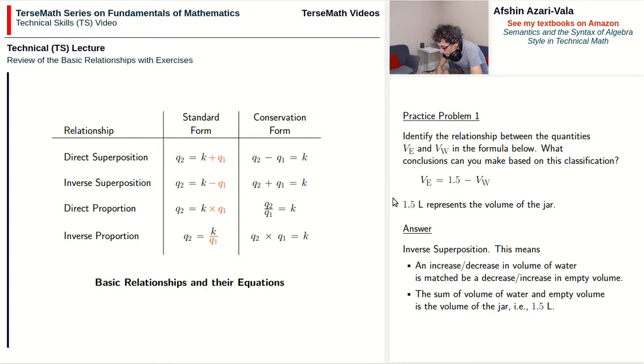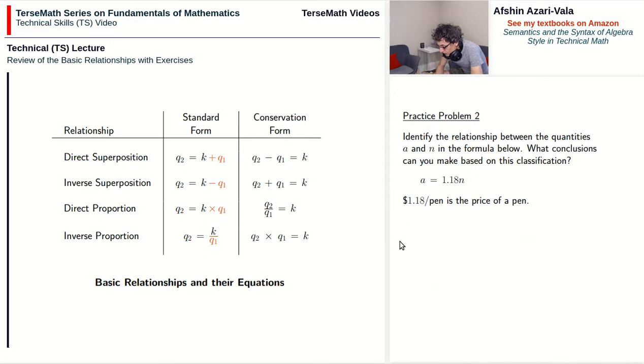Here's problem number 2. Identify the relationship between the quantities, amount of money spent, and number of pens in the formula below. What conclusions can you make based on this classification? Amount of money spent is equal to 1.18 times the number of pens bought. $1.18 per pen is the price of a pen. So basically you buy a number of pens, each one is priced at $1.18, and A is the amount of money that you spent, the total amount of money that you spent.